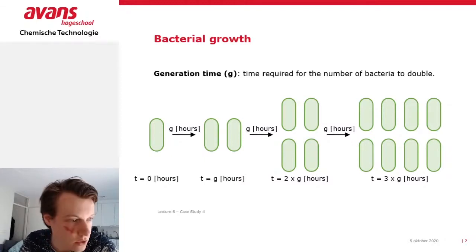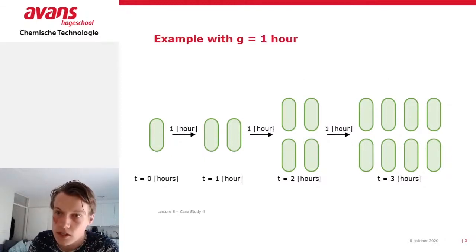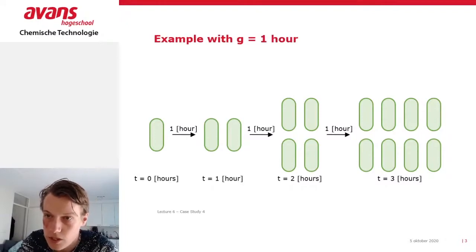Because it's easier to use numbers instead of symbols, this is an example if your generation time is 1 hour, which means that it takes about an hour for the amount of bacteria to double. That means that after 1 hour there are 2 bacteria, after 2 hours there are 4 bacteria, and after 3 hours there are 8 bacteria.